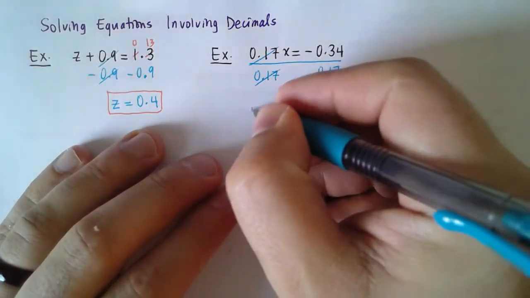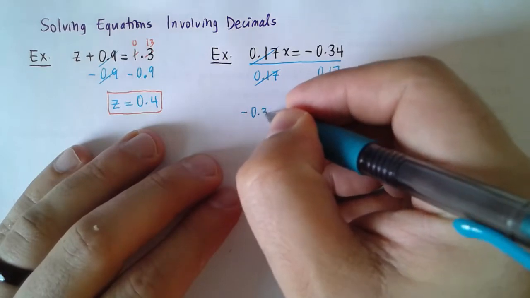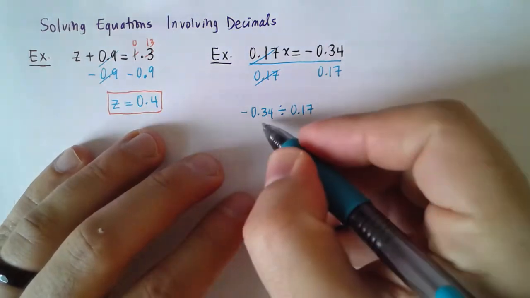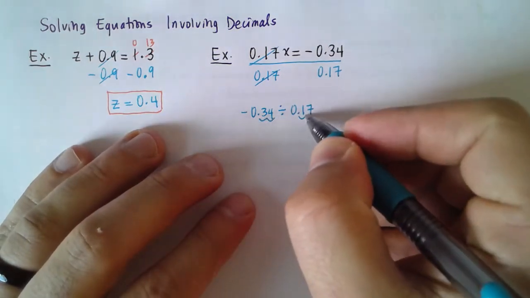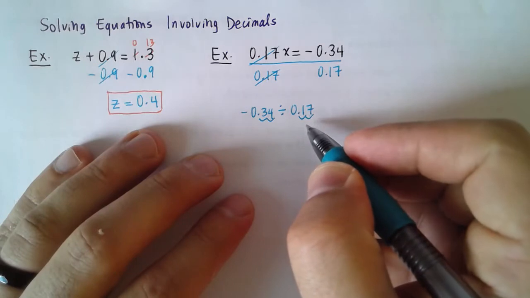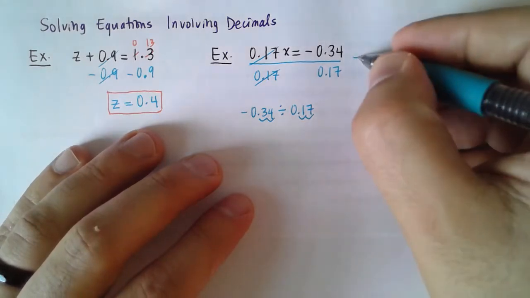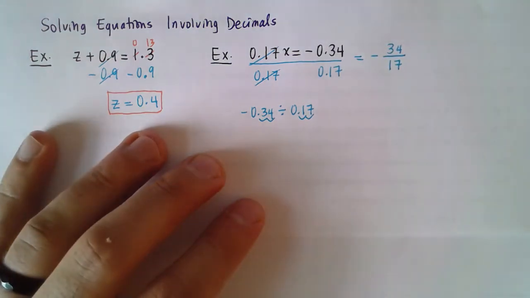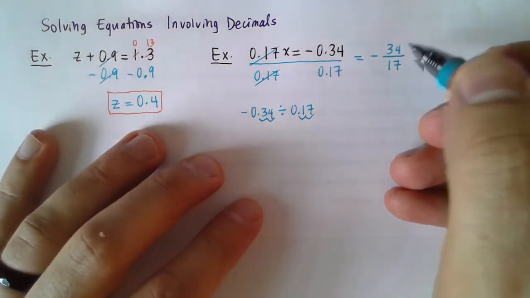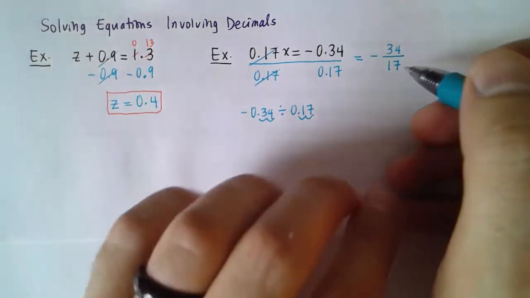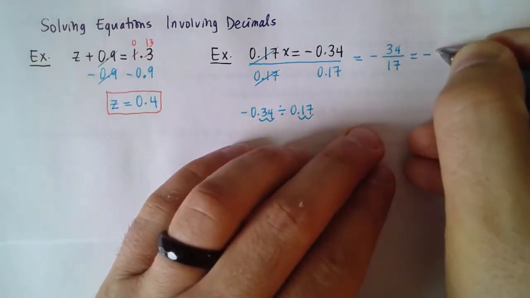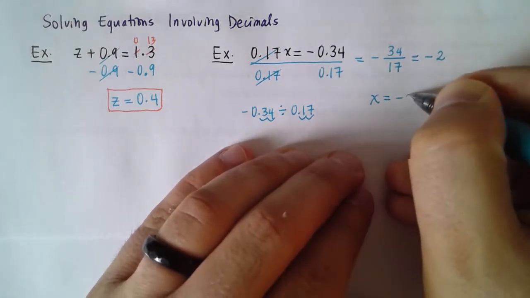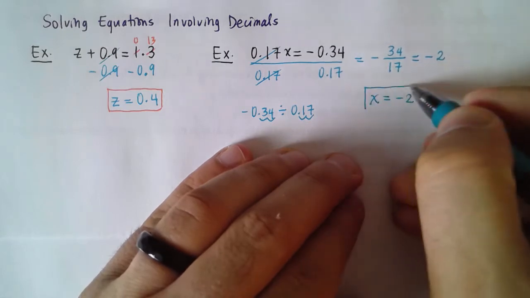You're dividing negative 0.34 by 0.17. You can move the decimal place 2 to the right for each, because you want to make the divisor a whole number. So this division is exactly the same as negative 34 divided by 17. And 17 goes into 34 twice, so the answer will be negative 2. So we got x equals negative 2 for this problem.